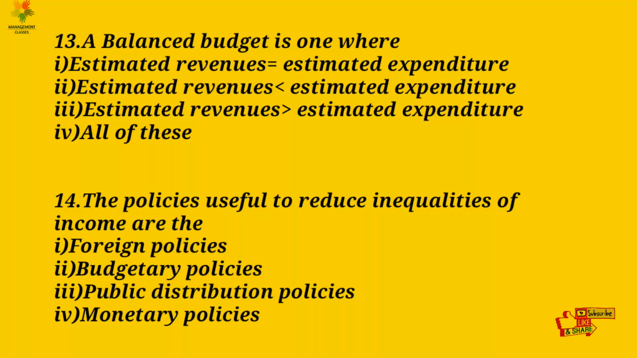Next MCQ question is: a balanced budget is one where both the estimated revenues and estimated expenditure will be equal, estimated revenues is smaller than estimated expenditure, estimated revenues is greater than estimated expenditure, or all of these. So our answer will be option number A, revenues and expenditure equal. Next, the policies useful to reduce inequalities of income are. So these are the options and the answer will be option number 2, budgetary policies. These are useful to reduce inequalities.